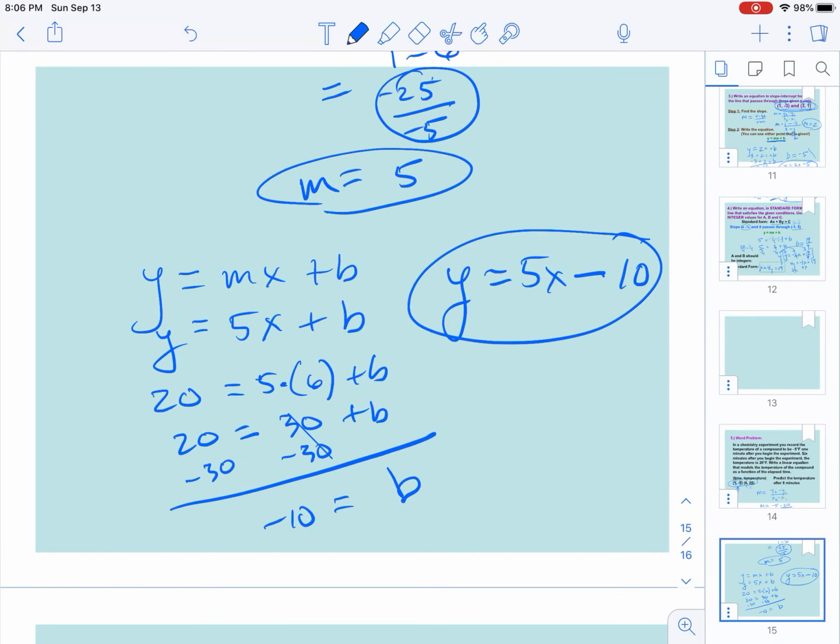If I was to be asked to put it in standard form, there'd be one more step to it. I'd subtract 5x from both sides, and I'd end up with an equation in standard form that looks like this.